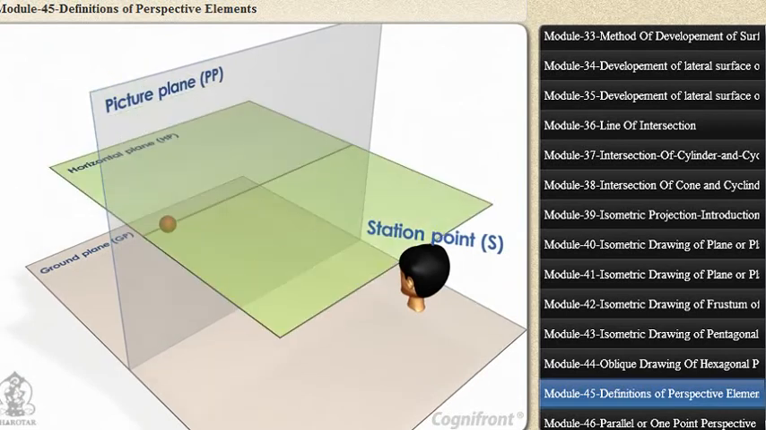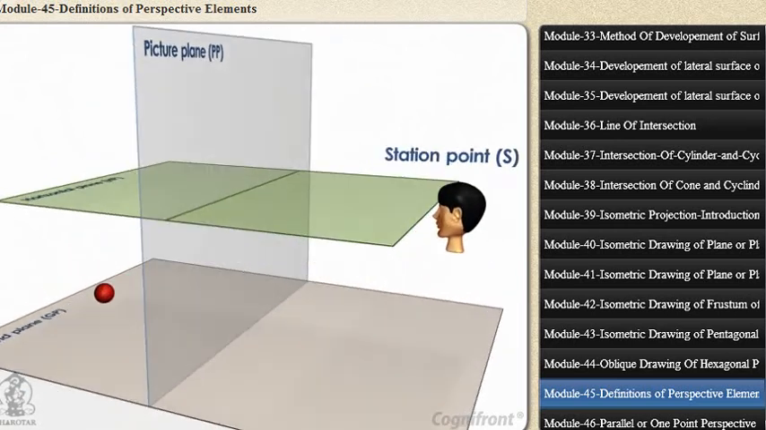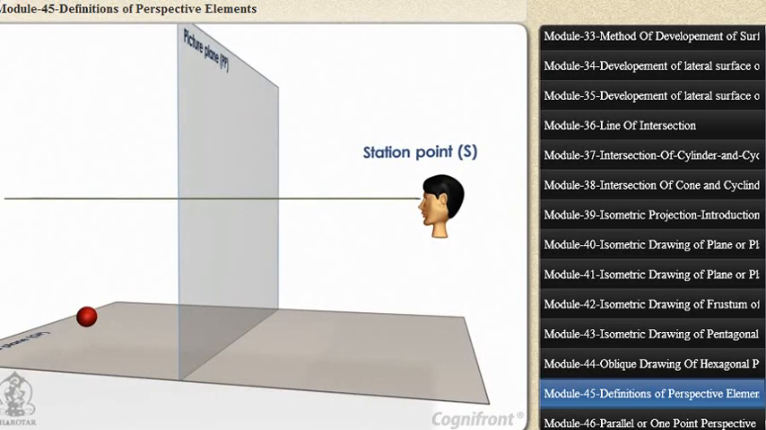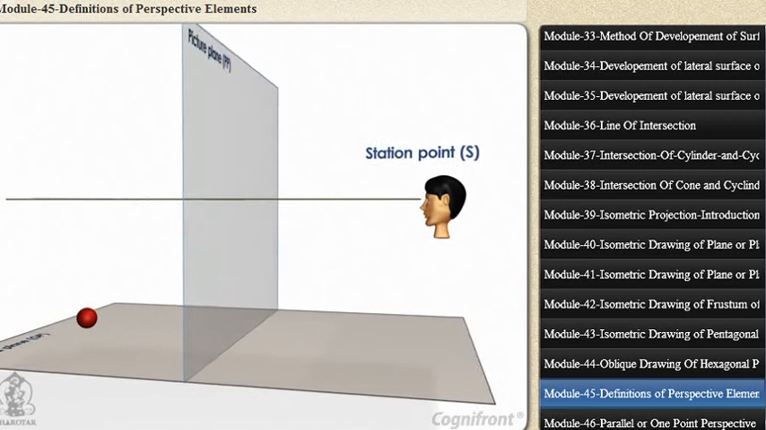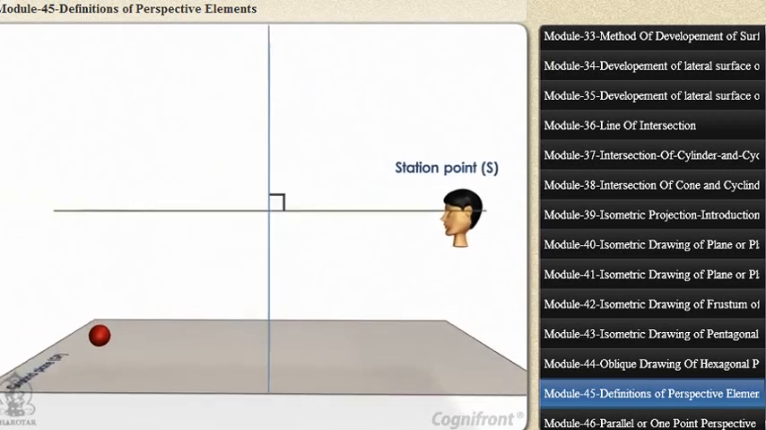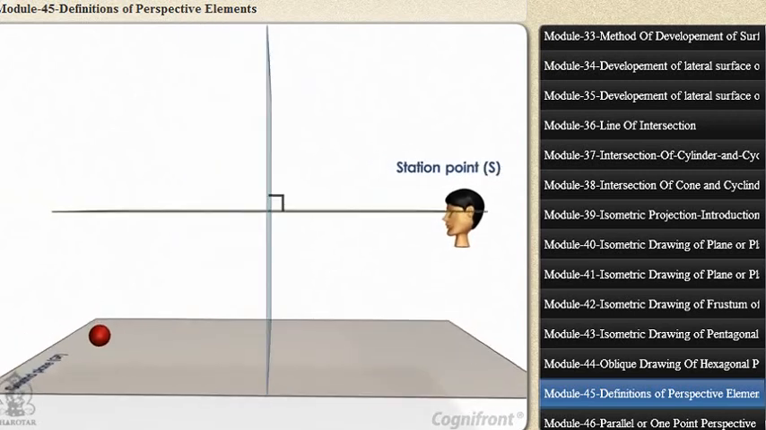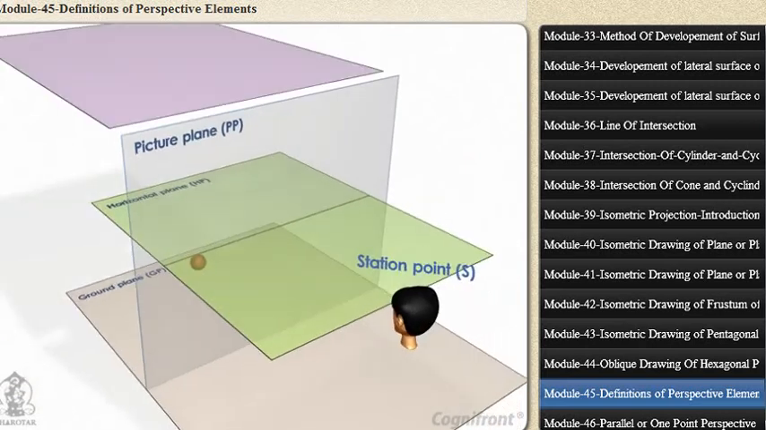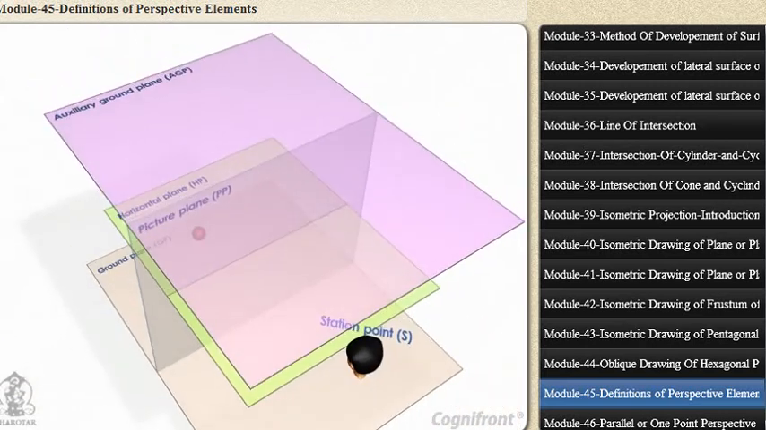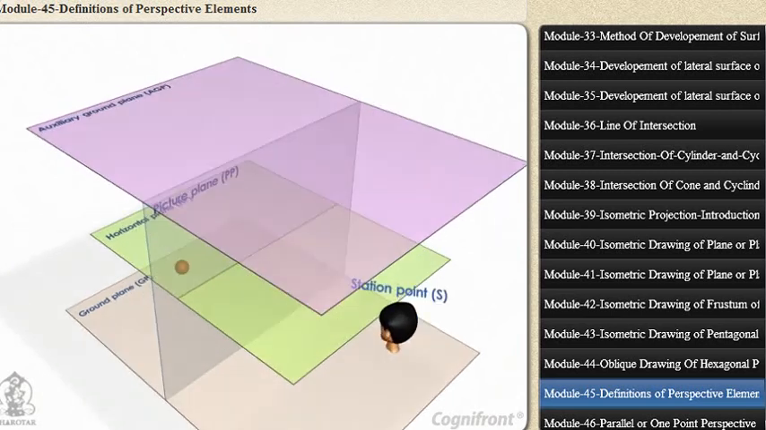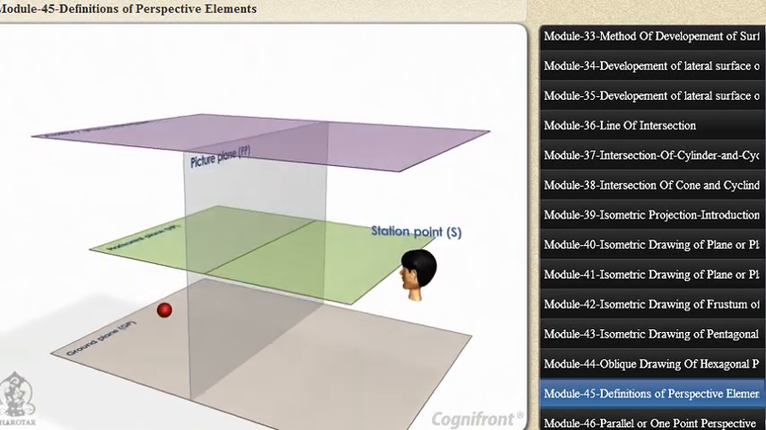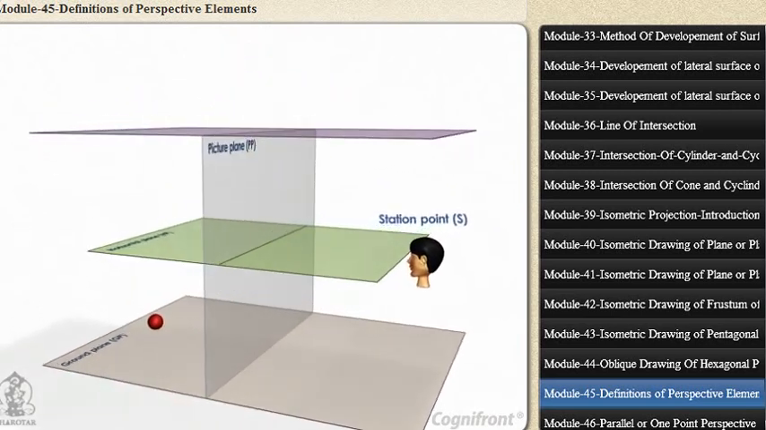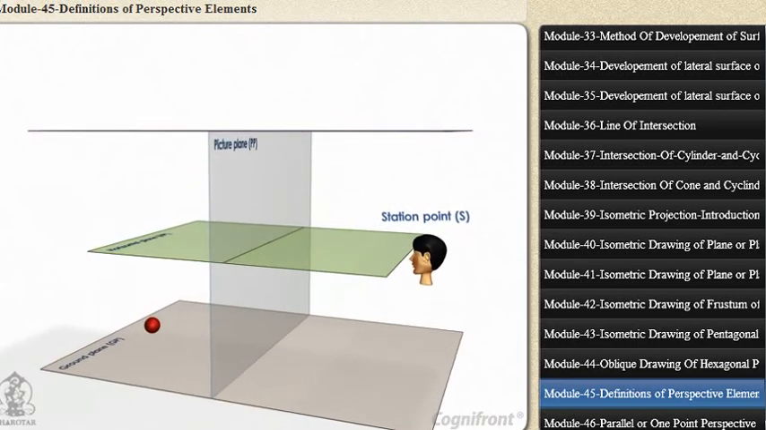Horizontal plane HP. This imaginary plane is at the level of the eye, that is the station point. It is a horizontal plane above the ground plane and at right angles to the picture plane. Auxiliary ground plane AGP. It is a horizontal plane placed above the horizon plane. The top view of the object and of the perspective elements is projected on this plane.